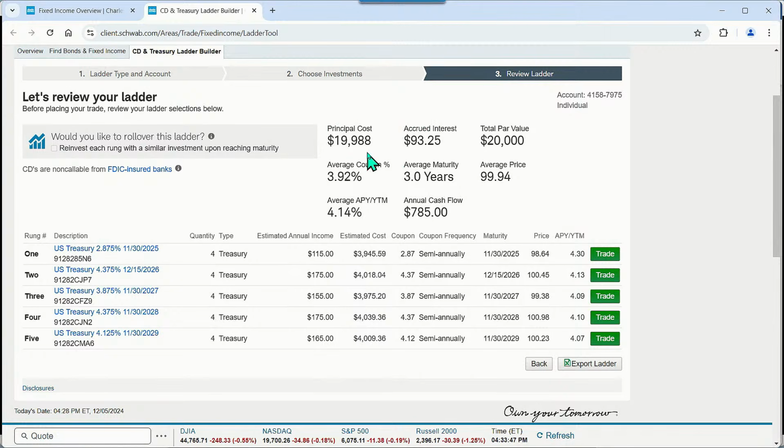So here's the details on this. Spending about $20,000, and there you go. I can go and trade that or export that if I want to. And by doing this, regardless of what rates are doing, I'm smoothing them out.